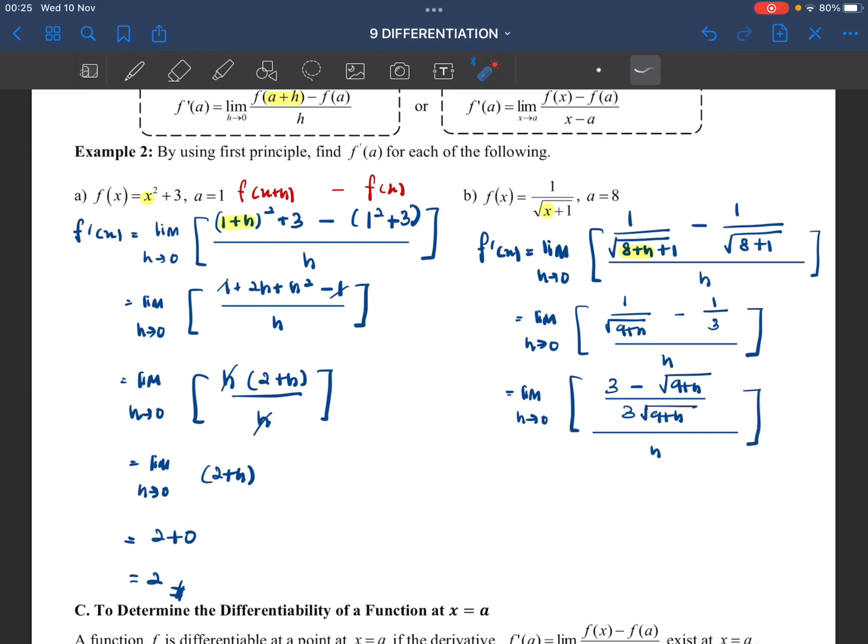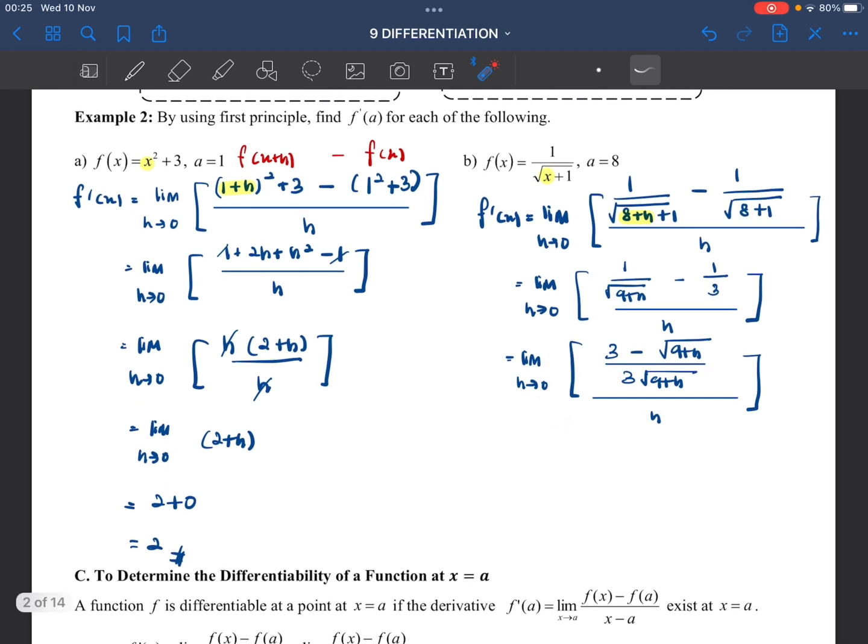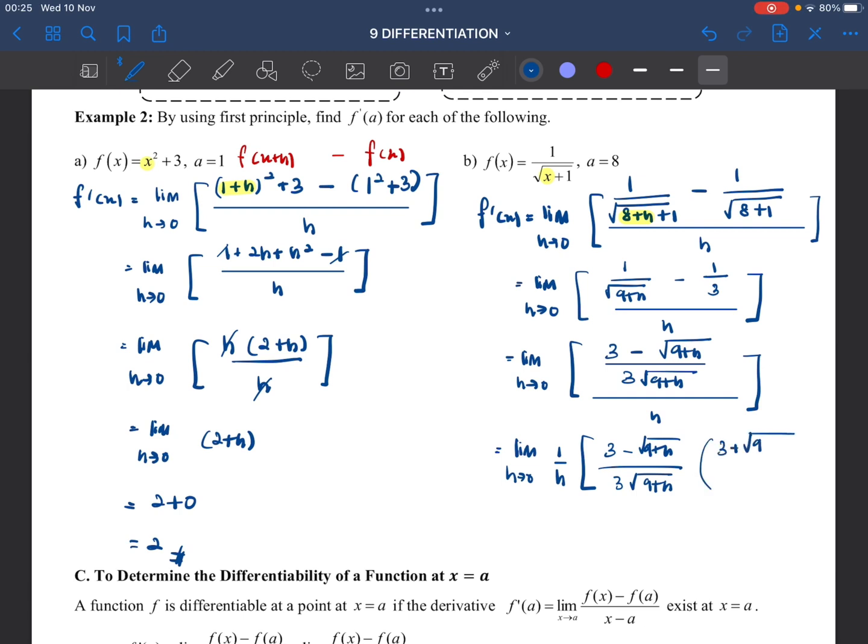Kalau kamu nak simplifykan, over h ni kamu boleh letak dekat luar pun boleh juga. Tak ada masalah. 1 over h pun boleh juga. Alright. So, for this part, 3 minus square root of (9 plus h), we are going to multiply by the conjugate. So, we will have the limit. Okay, saya bawa keluar lah yang tu supaya nampak tak serabut. 1 over h. So, here you are going to have (3 minus square root of (9 plus h)) over 3 square root of (9 plus h). So, we are going to multiply by the conjugate. So, that's going to be (3 plus square root of (9 plus h)) over (3 plus square root of (9 plus h)).